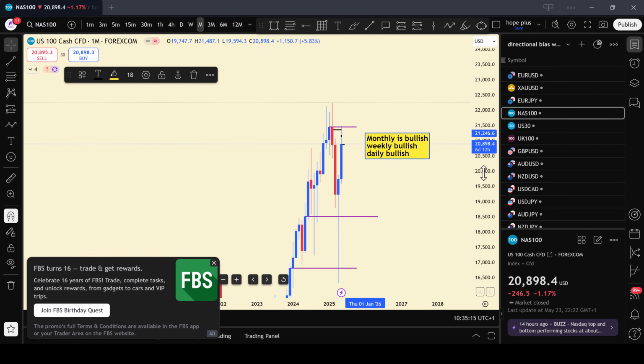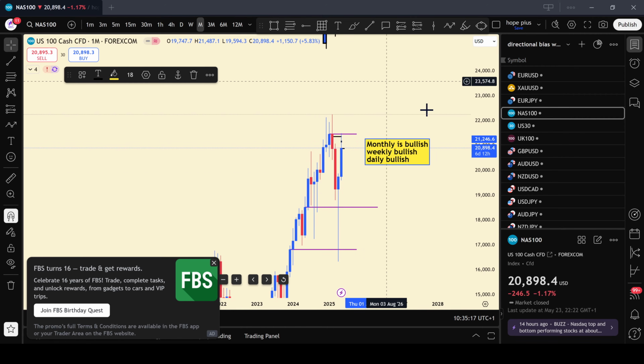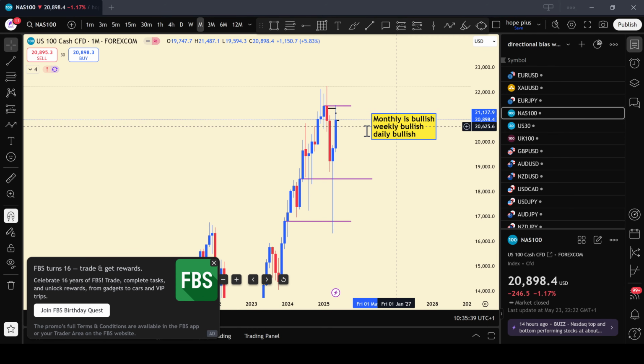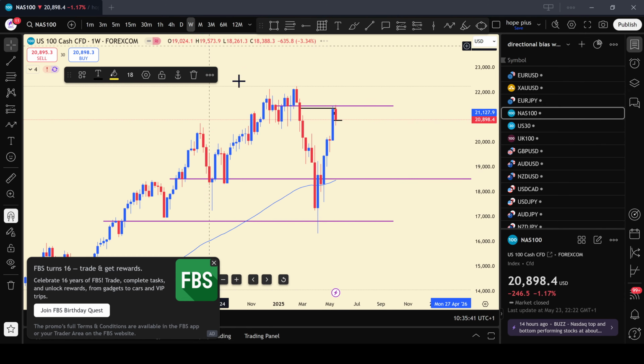In that case, the monthly has not changed its bullish stance. It's still very bullish. But however, we are met with a roadblock here. So we have to be careful when looking for the bullish trade. So how are we going to do that? We go to the weekly time frame.